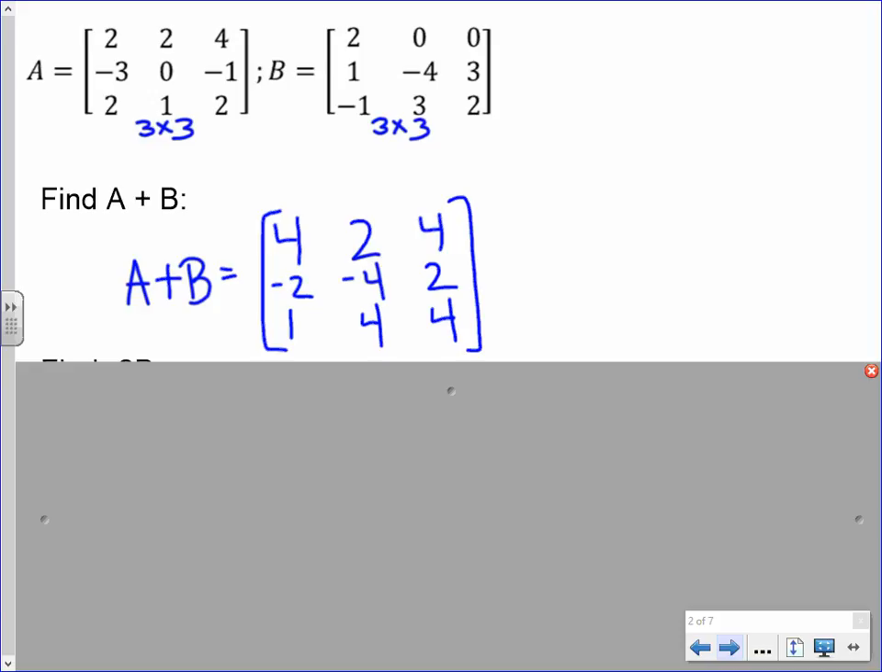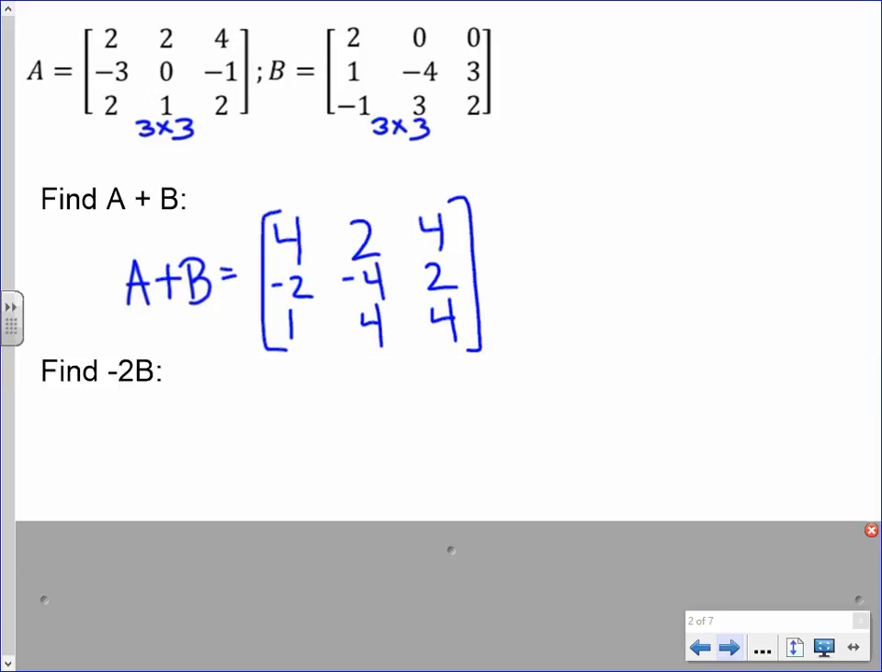Okay? Questions? All right. Your calculator can do this, but I don't say you to do it. Okay. It'll take too much time to type everything in, right?